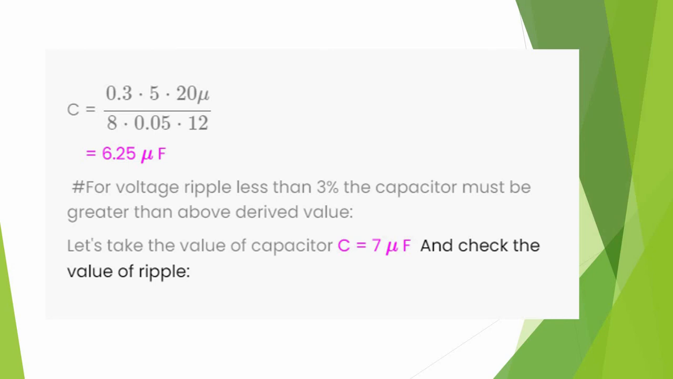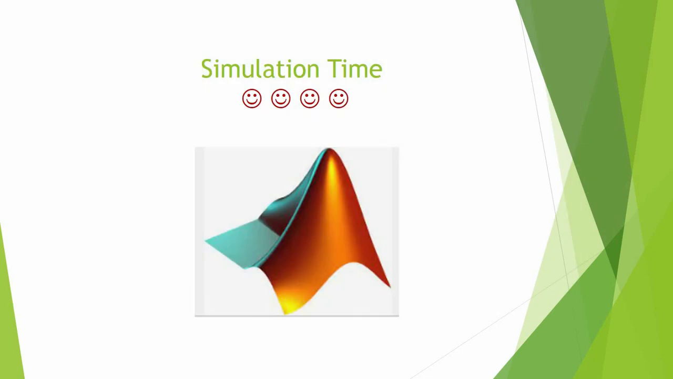To keep the ripple value less than 5%, capacitor must be chosen greater than that value. So we will take the value of capacitor 7 microfarad. We will check all those values in the simulation and verify all the theoretical values through MATLAB simulation. So it's the simulation time. We will discuss the simulation of that converter in part 2. Thank you.